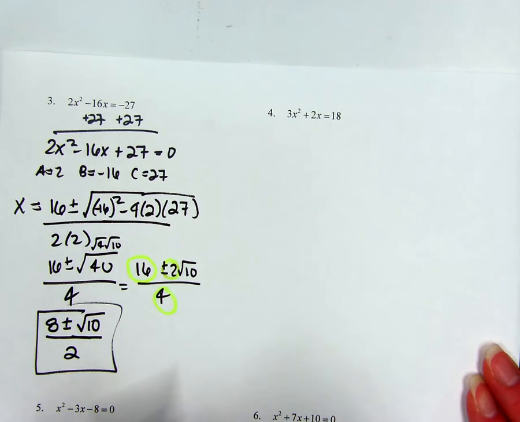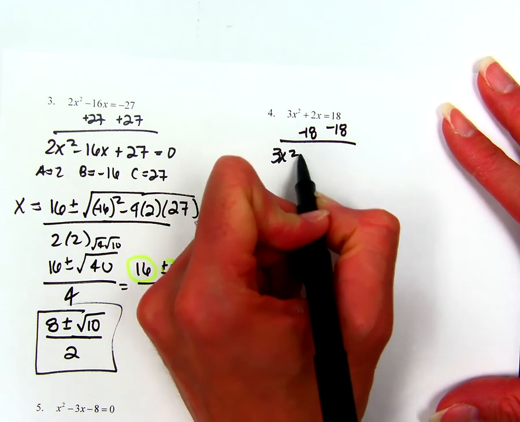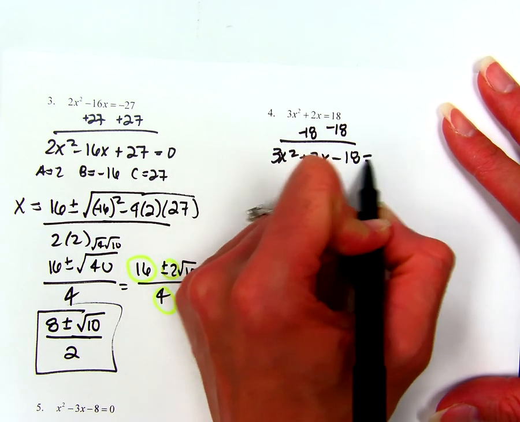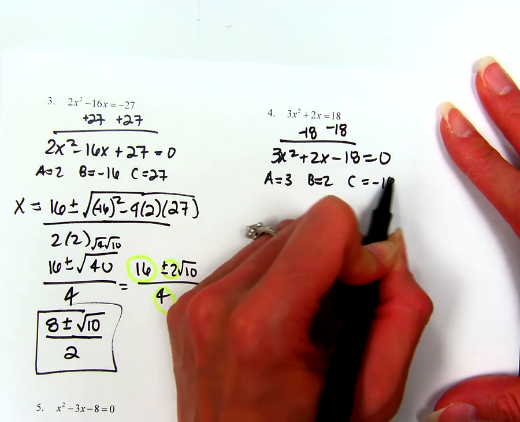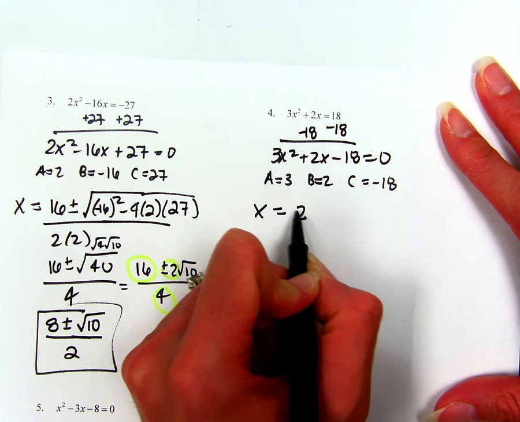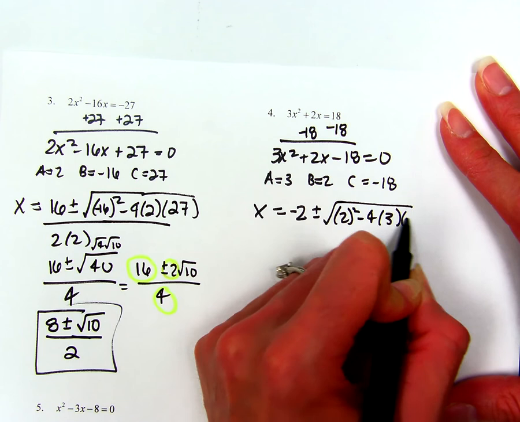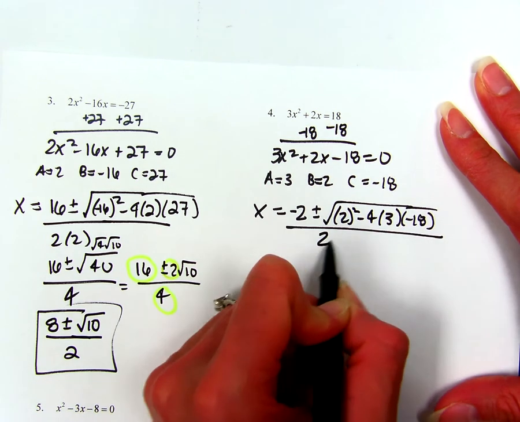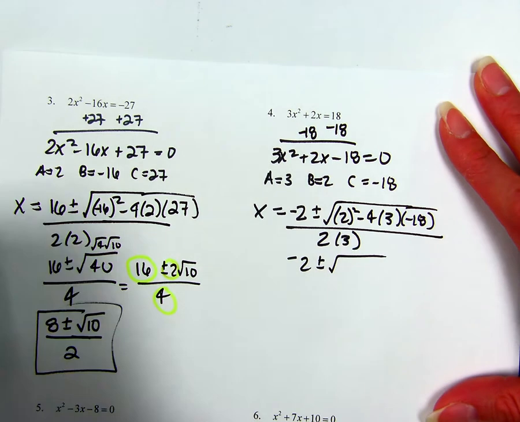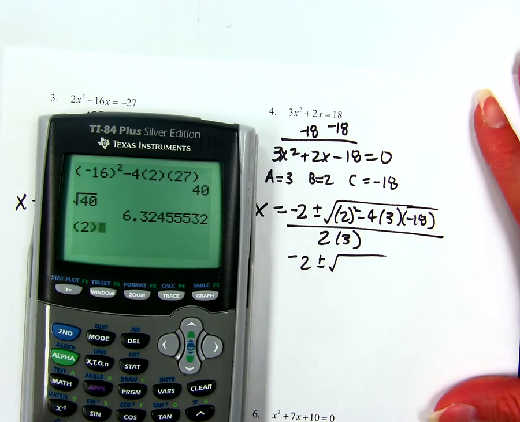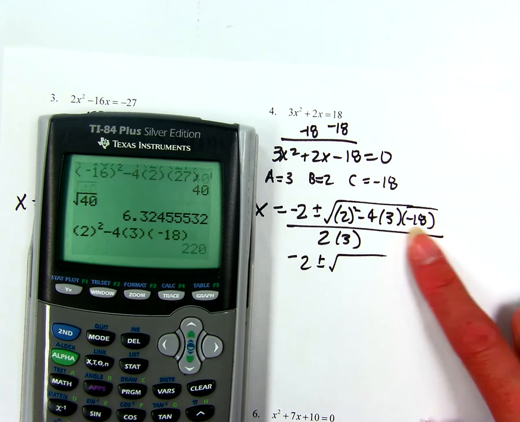Okay, this one does not say equals 0, so we're going to move the 18 to the other side. This is a is 3, b is 2, and c is negative 18. So it's x equals negative b plus or minus the square root of b squared minus 4ac all over 2a. So we're going to do 2 squared minus 4 times 3 times negative 18. And that gives me 220.